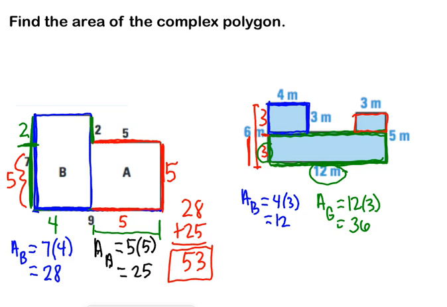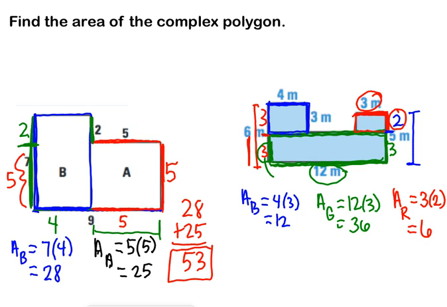And finally, our last rectangle we need to find. Again, our base is 3, but we have to figure out what our height is. We found that the height of this green rectangle is 3, which means that it would be 3 over here. So what's left of our 5 if up to here is 3? Well, 5 minus 3 is 2. So now we can find the area of this red rectangle. Area of the red equals base 3 times our height of 2, which gives me 6.